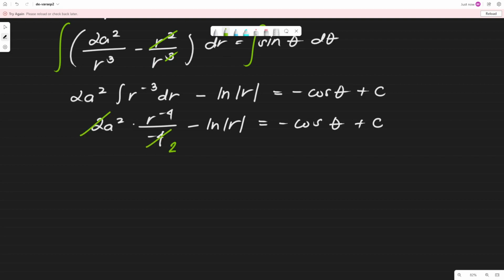Okay, so that is equal to negative 1 half. R raised to negative 4, ibaba na lang natin, no, para maging positive exponent. So, we have negative 1 half multiplied to a squared over r to the 4th minus ln r is equal to negative cosine theta plus c. We can cancel out the negative coefficients, no? So, yung negative 1, no? Kasi common sila sa lahat.